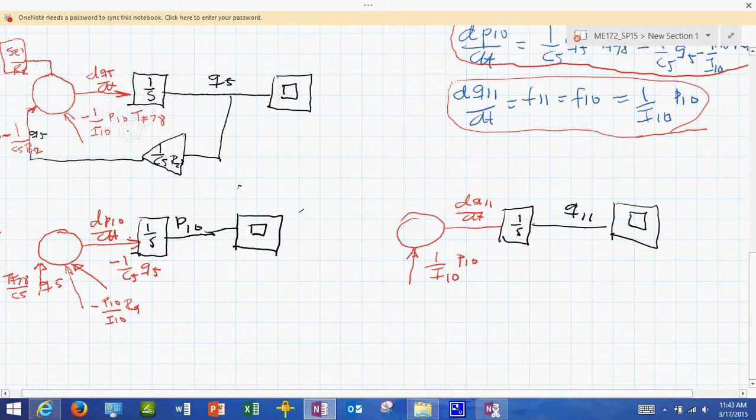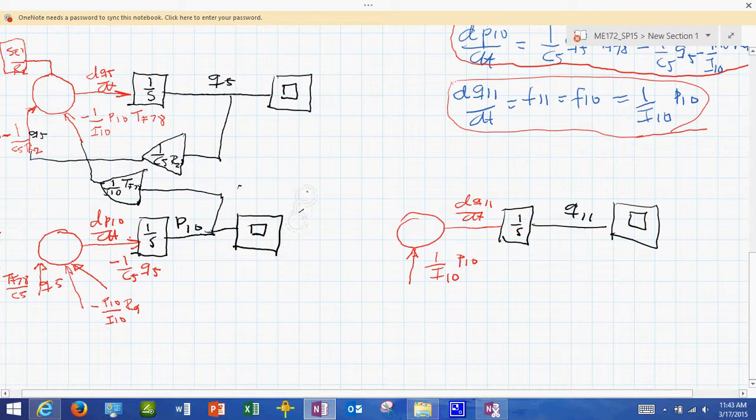See? This one for P sub 10, you pick it up from here, come here, do the multiplication. Here is 1 over I sub 10, and then TF78, and then you connect it over here. And that's the end of that.